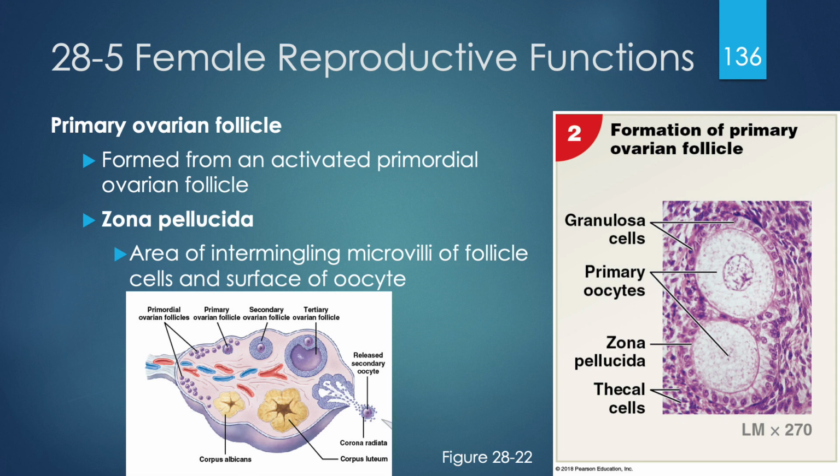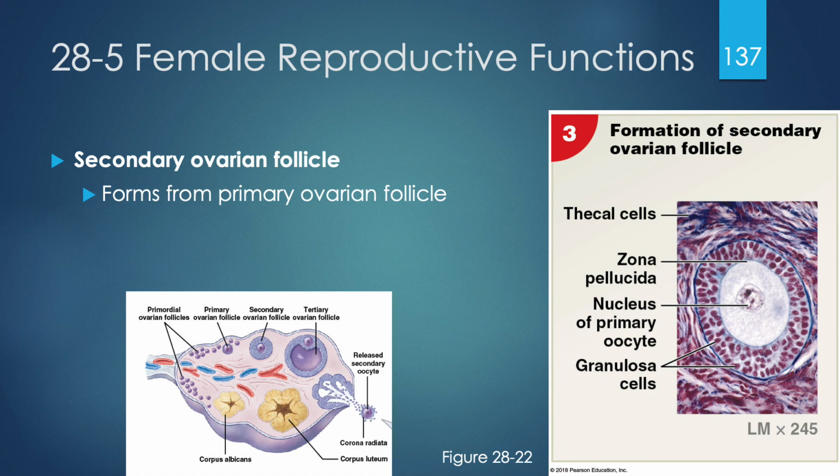Between the 3rd and 7 months of fetal development, the formation of primary ovarian follicles begins. This can almost take up to a year to complete on occasion. But this begins when the primordial ovarian follicles are activated and they become primary ovarian follicles. You can see here now that we have microvilli from the surrounding follicular cells, and these microvilli are going to originate at the surface of the oocyte. That area is called the zona pellucida, or the clear area.